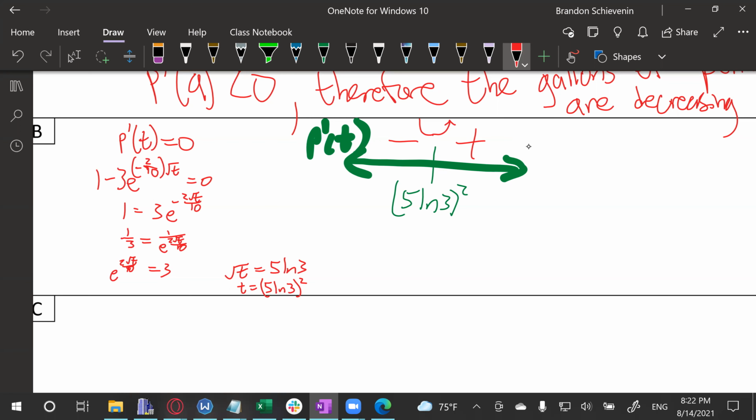Because if it goes to infinity. I think you've got the right idea. So right now we know that we don't change slope at any other points. So if I have to go down from the start point to get to 5 ln 3 squared, and then go up from 5 ln 3 squared to get to the endpoint, then my lowest point has to be the relative minimum.